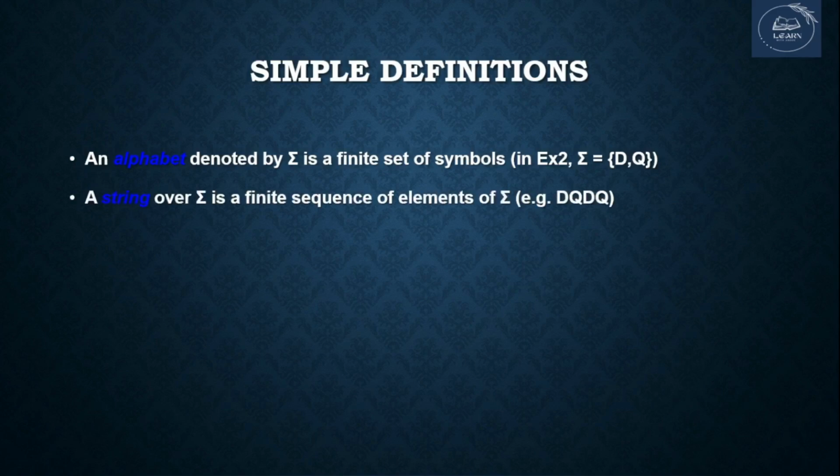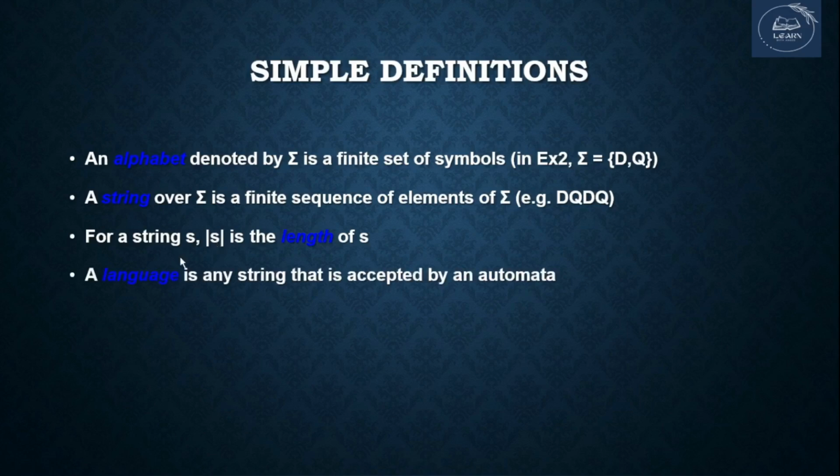Now the next is what a string is. A string is just a finite collection of these symbols in our alphabet. So if you say DQ, just a combination of the D's and the Q's that we had as our alphabet in the vending machine, this is a correct string. DQ is a correct string under the alphabet sigma, which is DQ. Now for us to get the length of a string, we just denote that by putting S in a modulo sign.